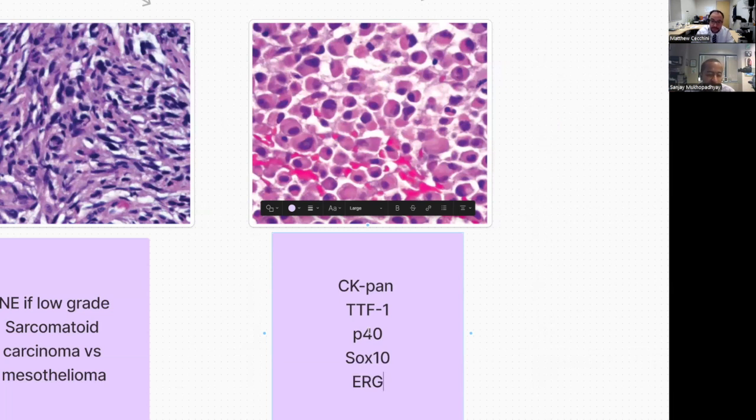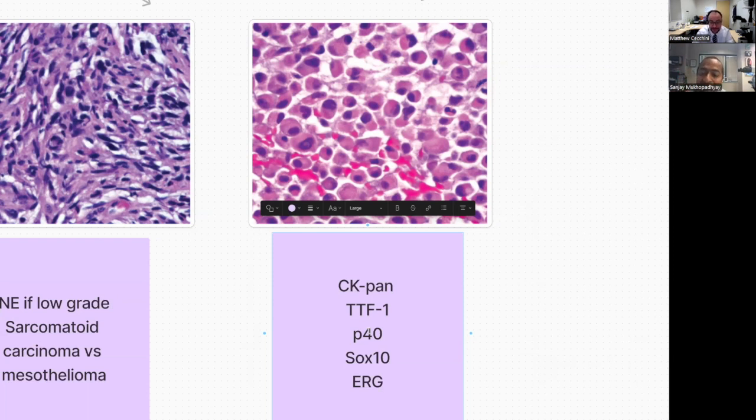But if those two are also negative, then it becomes much wider. How much you want to work up is very much a matter of personal preference. You can do INI1, the other melanoma markers, BRAF, molecular tests. It's unlimited how far you can go with this. But I think these five stains that you have listed are really great to start with. What do you think, Matt? Agree completely.